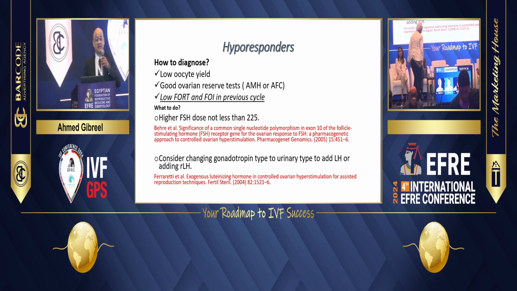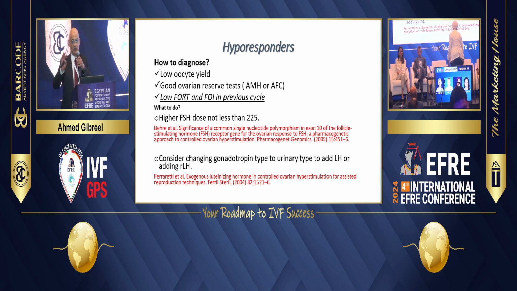The other strategy is that we do need LH in the stimulation, and we all acknowledge the need for a little bit of LH during the stage of maturation, and because LH receptors could also have polymorphism in the receptor, so you need to get a little bit of LH.